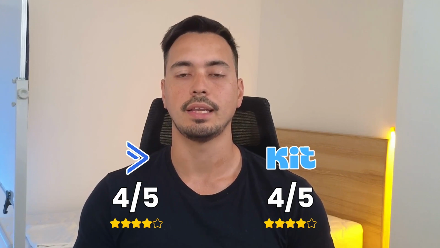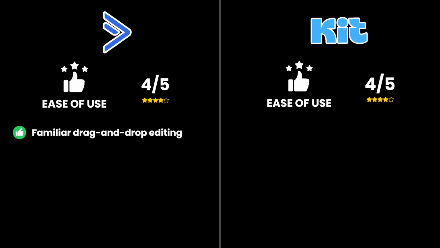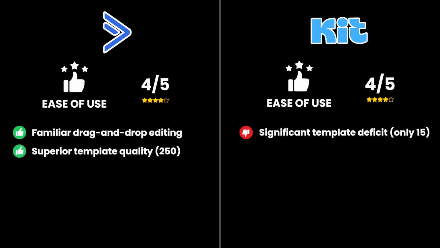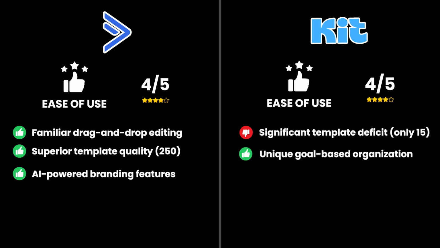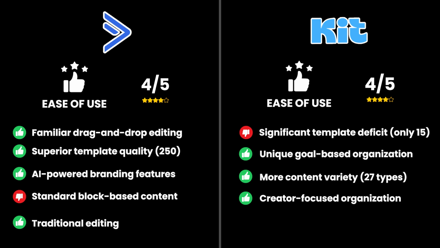Both platforms tie in ease of use, but serve different user types. ActiveCampaign offers more familiar drag and drop editing and superior template quality with AI-powered branding, while Kit provides unique goal-based organization and more content variety. The tie reflects that your choice depends on preference. Choose ActiveCampaign for traditional editing or Kit for creative-focused organization.